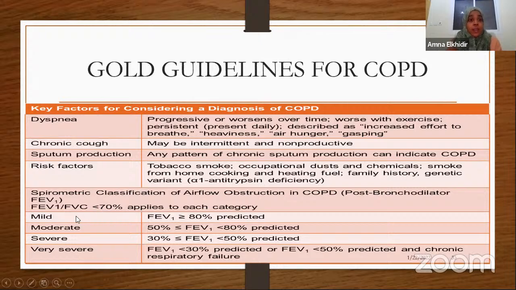After measuring the ratio, we see the forced expiratory volume in 1 second. If it is more than 80, it is mild. If it is between 50 and 80, it is moderate, and if between 30 and 50, it is severe. Less than 30% is very severe COPD, or if it is less than 50 and the patient has chronic respiratory failure, it is also regarded as very severe COPD.